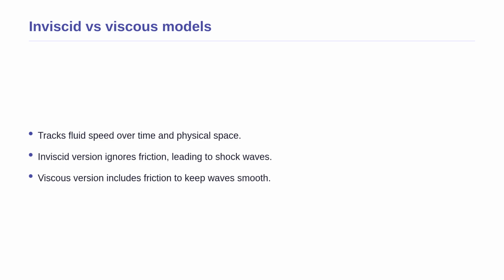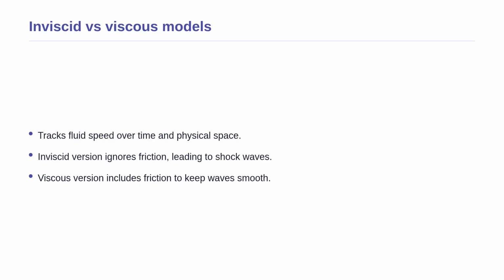Building on that idea of fluid flow, scientists use two main versions of this famous equation. The first is the inviscid version. This version ignores friction entirely, meaning it only models how the fluid pushes itself forward until it crashes into a steep shock wave. The second is the viscous version.